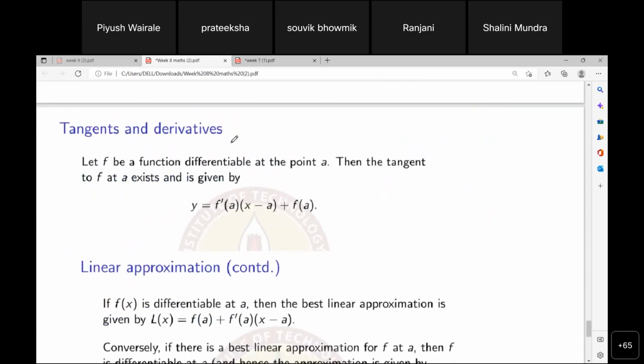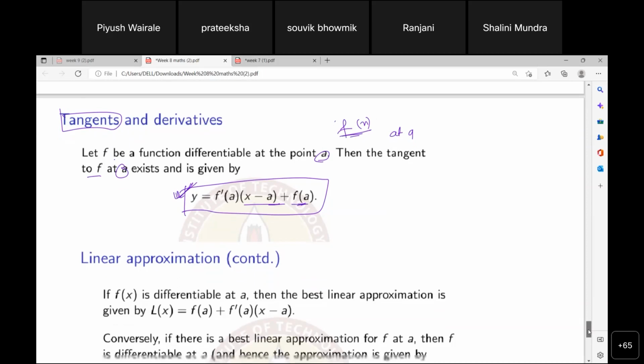Now in the last part of this week 8, we have learned about tangents and derivatives. Let f be a function differentiable at point a, and the tangent to f at a exists and is given by y equals f dash of a times x minus a, plus f of a. If you have any function f of x, you have to find the equation of the tangent at a particular point a. You simply differentiate this function, put in the value a, then x minus a plus f of a. This will give you the equation of the tangent to this curve at point a. It's a simple thing. You just note it down.